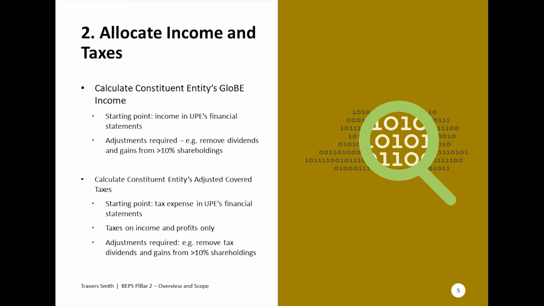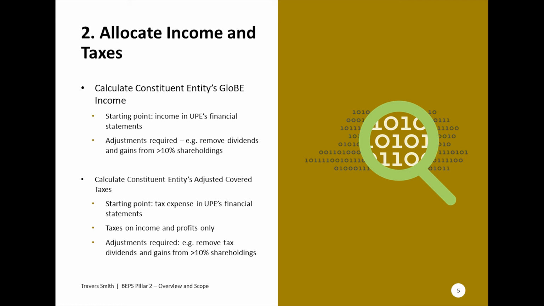You then need to calculate the constituent entity's covered taxes. And covered taxes are taxes on income and profits only. So the starting point will be the tax expense that the entity has shown in the financial accounts. As I said, we're looking for taxes on income and profits only, so you would strip out things like sales taxes, VAT, payroll taxes or social security contributions like NICs, and you would also take out transactional taxes such as stamp duty. Again, a series of adjustments will be required.